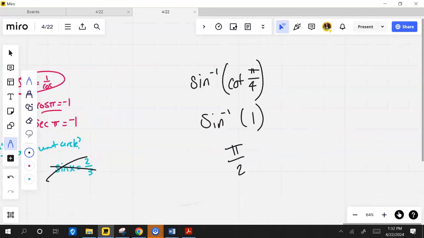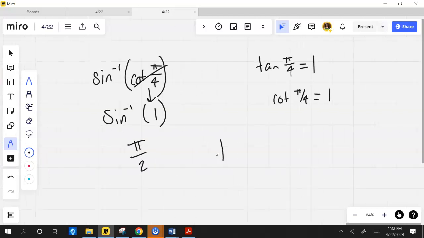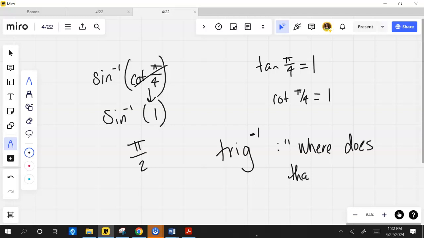Which one? Oh. Cotangent is the flip of tangent. So what is the tangent? If you go to pi over 4 on your unit circle, what's the tangent at pi over 4? 1. So if you flip that over, what do you get? 1. So this becomes 1. So if you see a trig inverse, it's literally saying, where does that value occur?